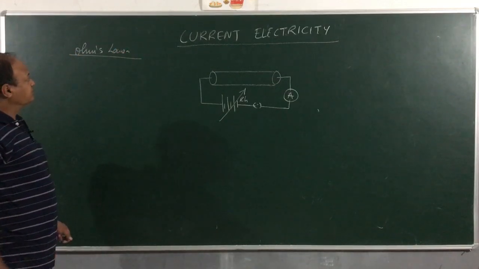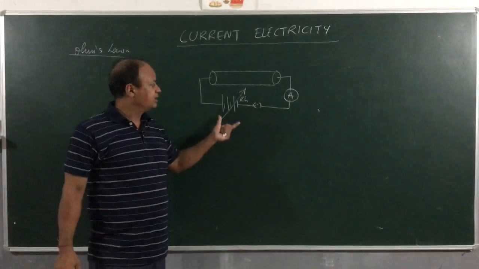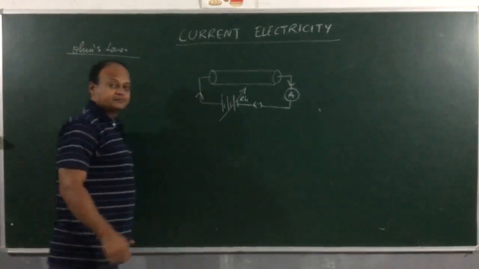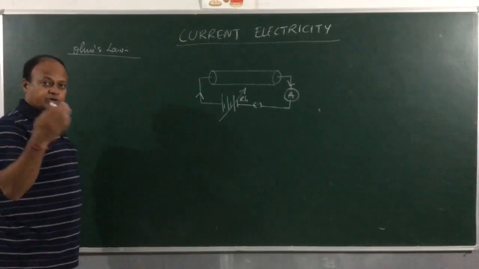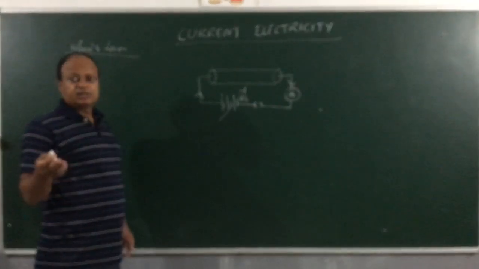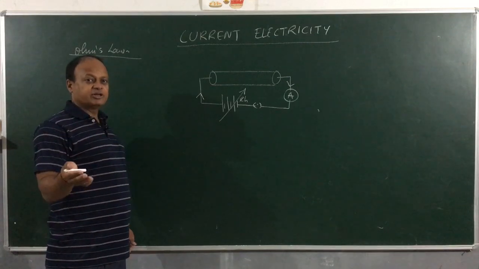The law says that more is the applied potential difference, greater is the amount of current flowing through a conductor. We can also say like this: more is the current, more is the applied potential difference, and vice versa. More the potential difference, more is the electric current.